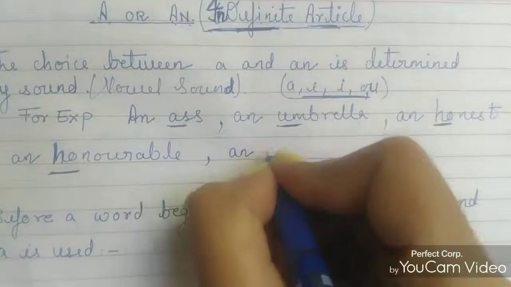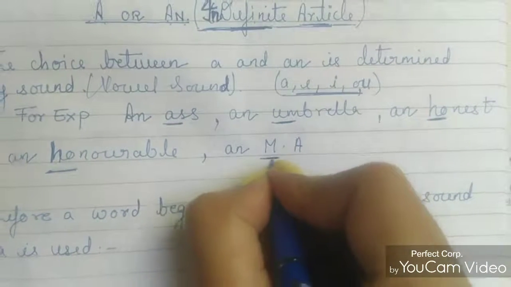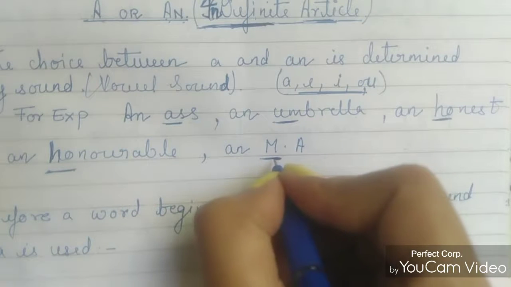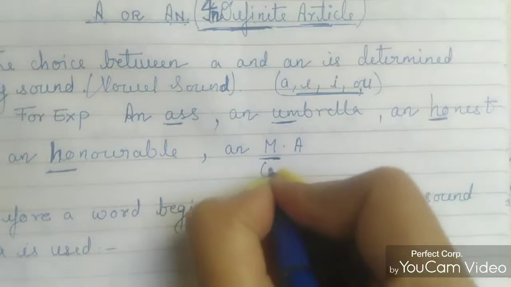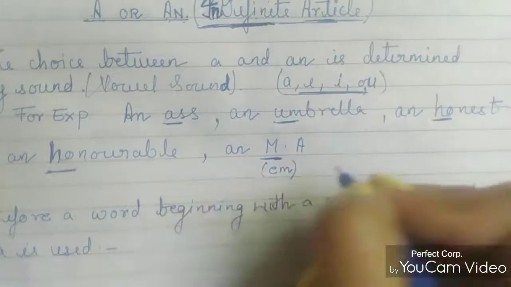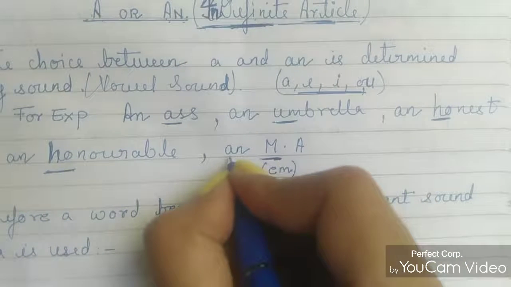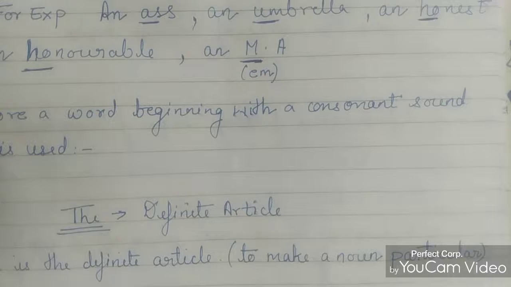An M.A. Look, M is a consonant letter. But if we pronounce it, M, like E M, the sound is a vowel sound. So the sound is E M, that's why we have to use an M.A. Second point, before a word beginning with a consonant sound, a is used.